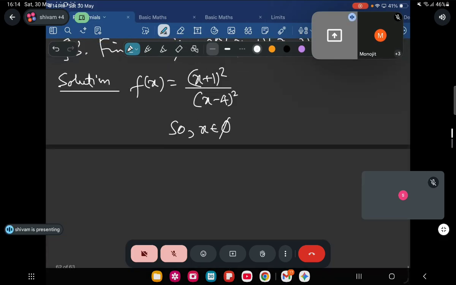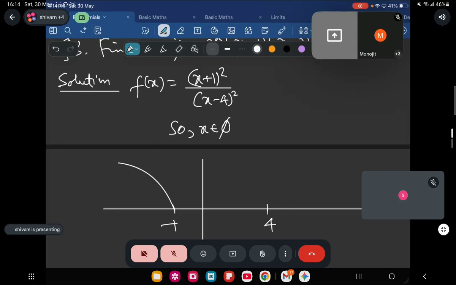Also, if you draw the wavy curve, how will the wavy curve look like? The critical points are minus 1 and 4. The wavy curve will look somewhat like this. Okay. So it can never be less than 0.